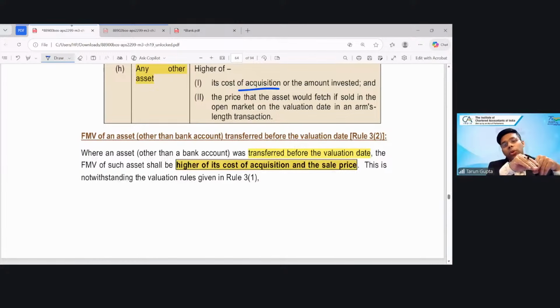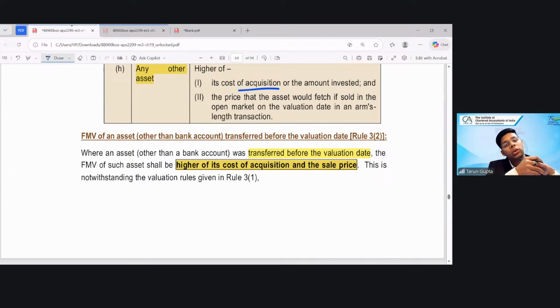The asset is valued on the basis of the higher of the cost or its fair market value as on first April of the previous year. But in case of a listed equity share, the fair market value is computed as an average of the lowest and highest price on the exchange, as on the first day of the previous year, the valuation date. If there was no trading on the valuation date, then you would take the average of the lowest and highest price on any preceding date when there was trading.